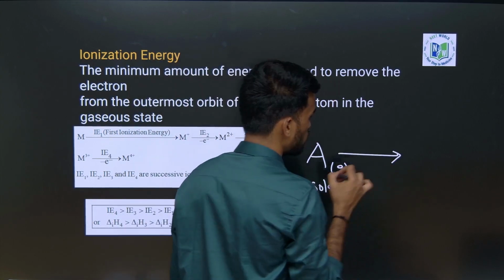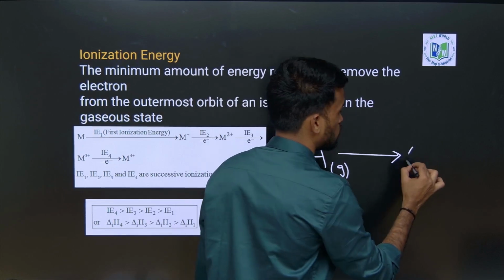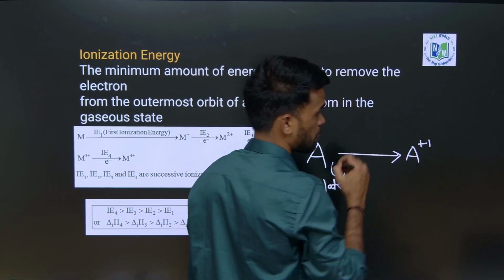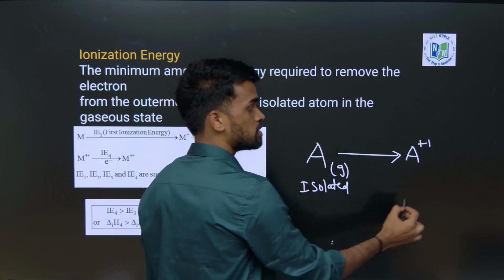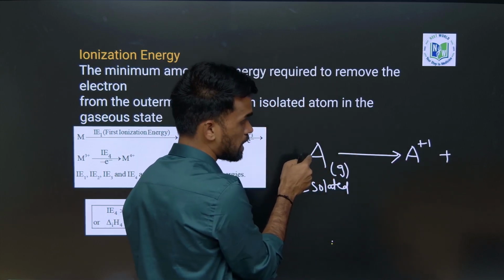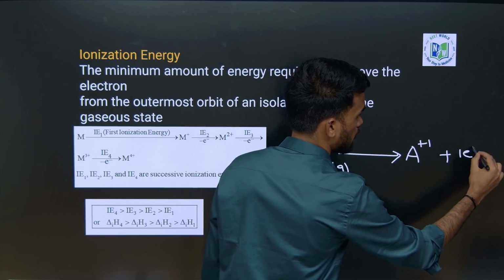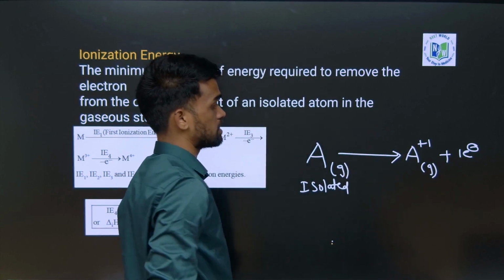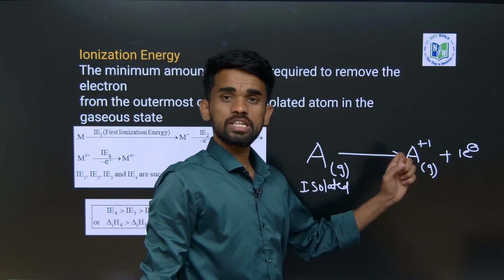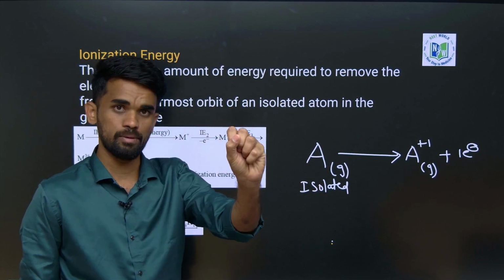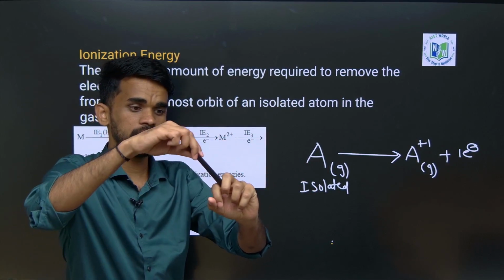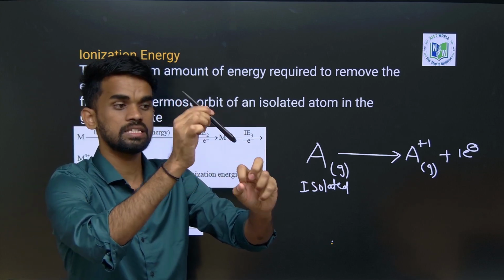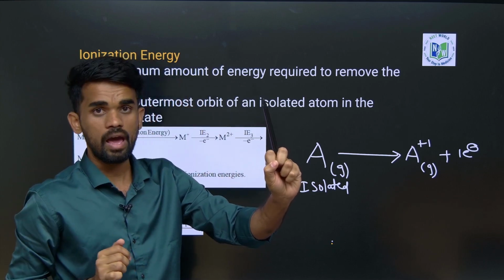Ionizing means you should convert it into the respective cation like this. In order to do this, you have to remove one electron from here. It means you can write like this. This should be gaseous, and this can also be gaseous. Now, in order to do this process, let us say this is an atom. It contains some electrons here. This is the valence electron of that particular atom.